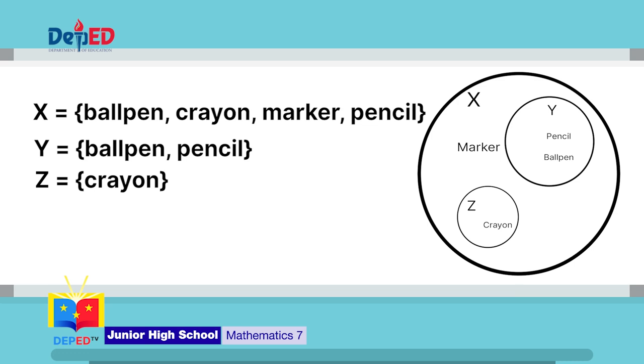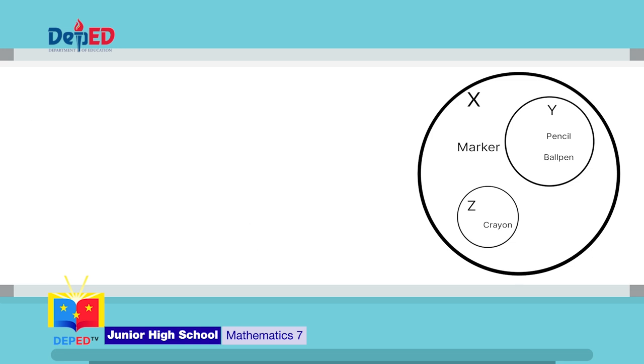Based on the list, we note that Y is a proper subset of X. Z is also a proper subset of X. Y contains the elements pencil and ball pen, while Z contains the element crayon. Now, can we find the value of X union Y?